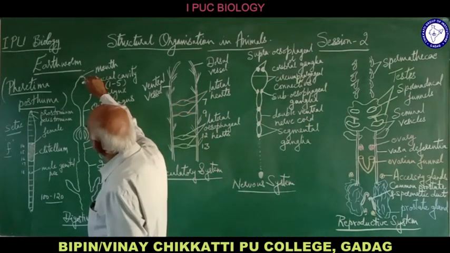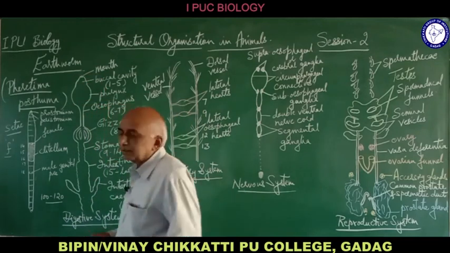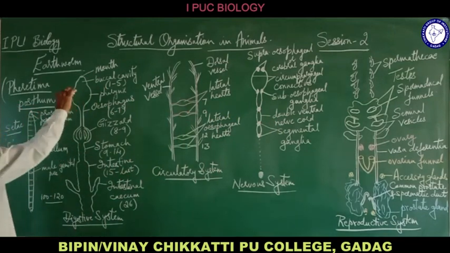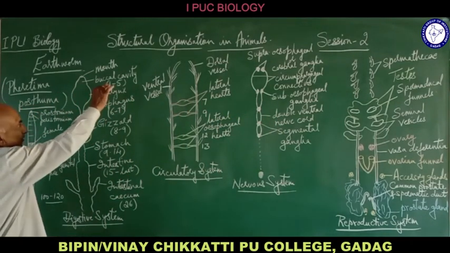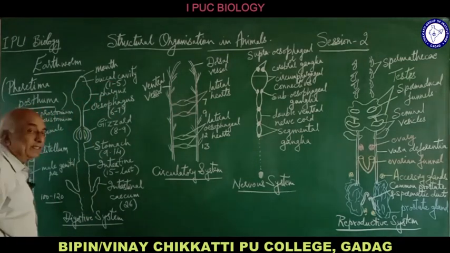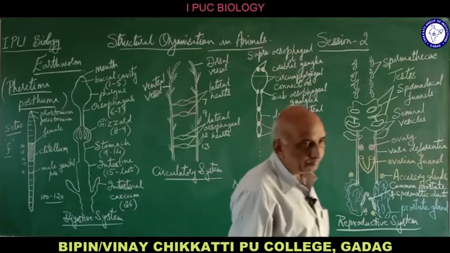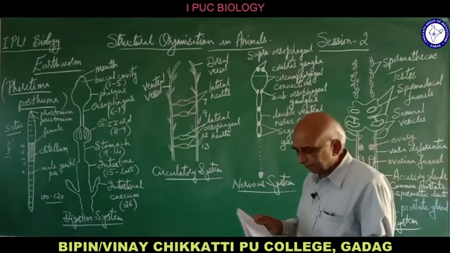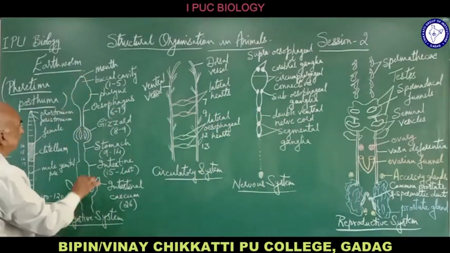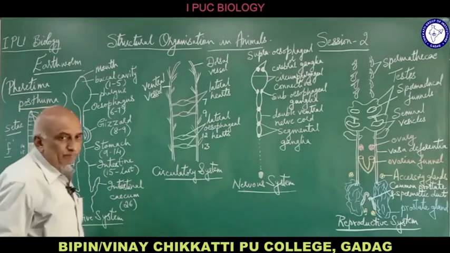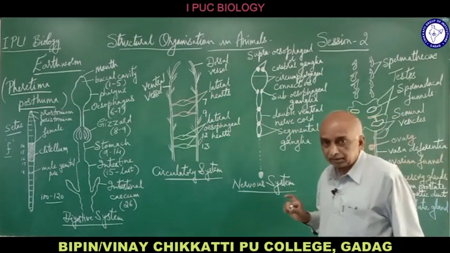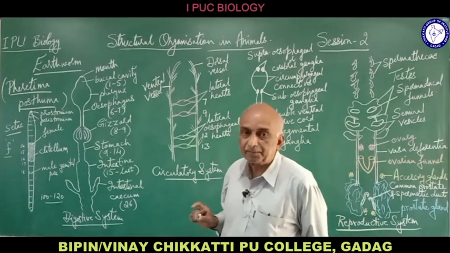the buccal cavity opens into a broad sac-like structure called the pharynx. The pharynx is the region between the fifth and the sixth segment, and then the pharynx continues into a tube-like structure called the esophagus. So this is the alimentary canal, which continues from the mouth till the anus. The esophagus is a short tube which is in the sixth and seventh segment.